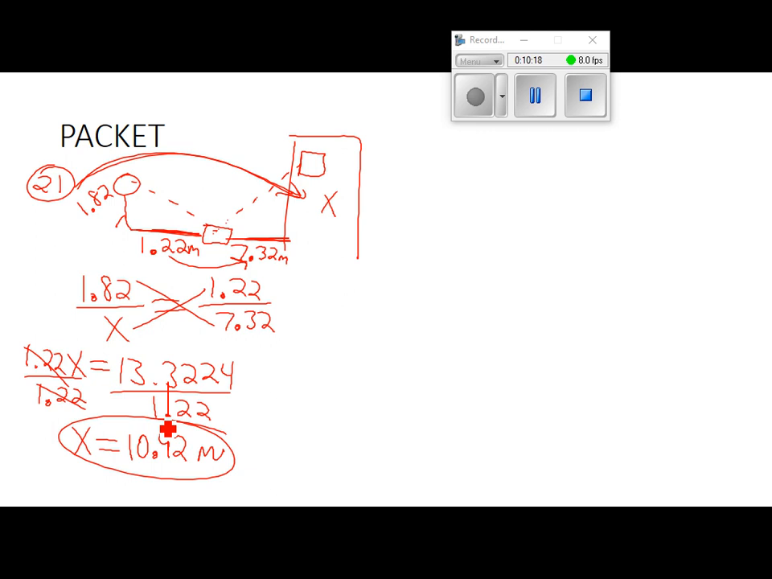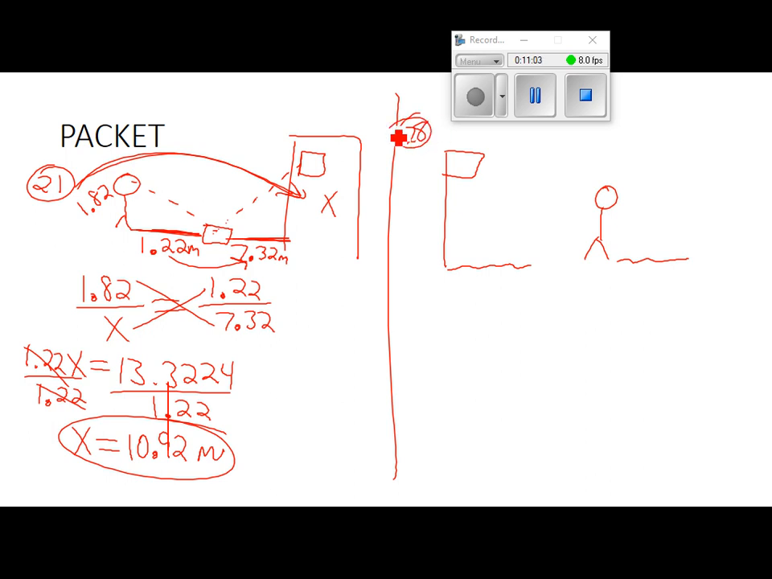Next question. Can we do 28? 28. A 6 foot tall person is standing next to a flagpole. The person is casting a shadow 1.5 feet in length, while the flagpole casts a shadow 5 feet in length. How tall is the flagpole? So I got my flagpole, got my person. Flagpole's got a shadow, person's got a shadow. It's 28, right? What do they tell us, so I don't have to keep trying to read those numbers?